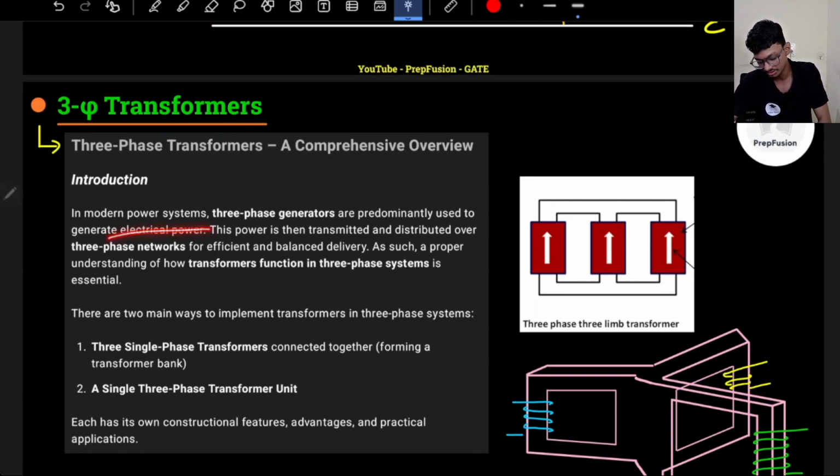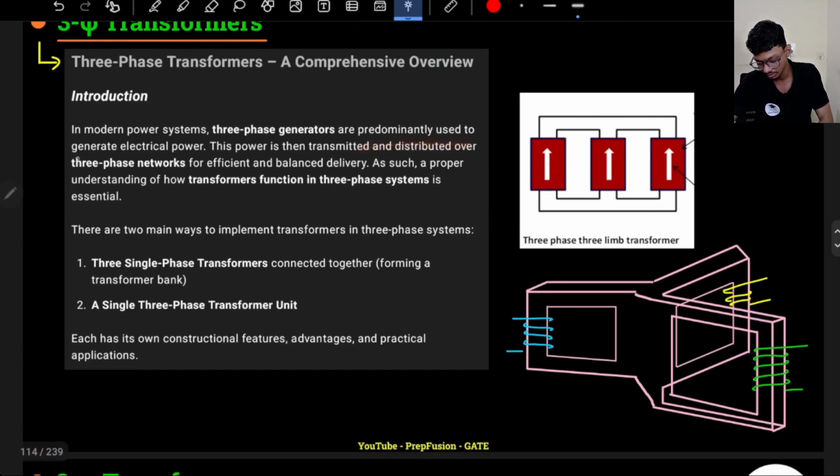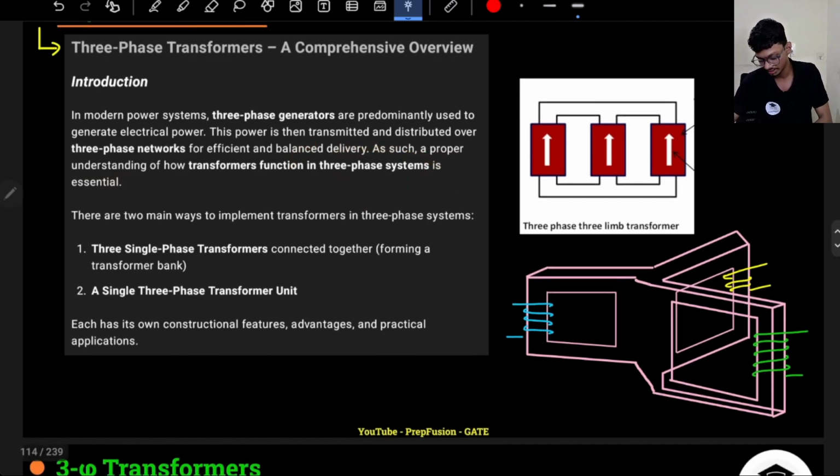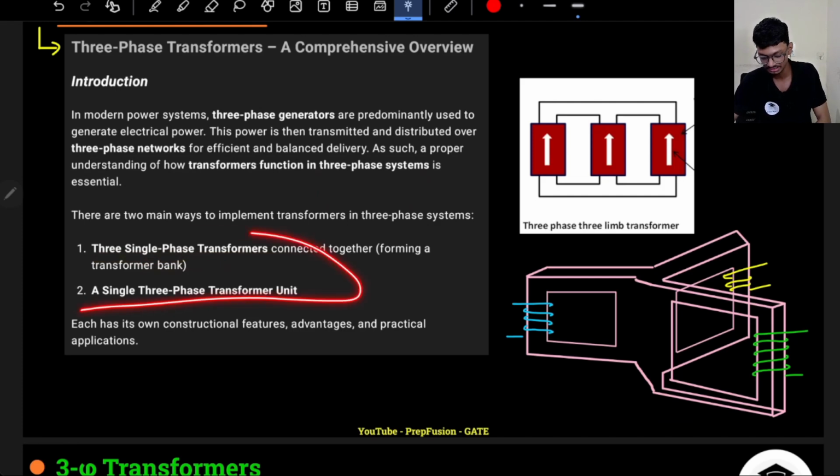In modern power systems, three phase generators are predominantly used to generate electrical power. So power generally is generated in three phase mode only. Why three phase? Because we can generate more power. The power is then transmitted and distributed over three phase networks for efficient and balanced delivery. As such, a proper understanding of how three phase transformers work is very important, because they will be used in the three phase system. There are mainly two kinds: three single phase transformers and a single three phase transformer unit.